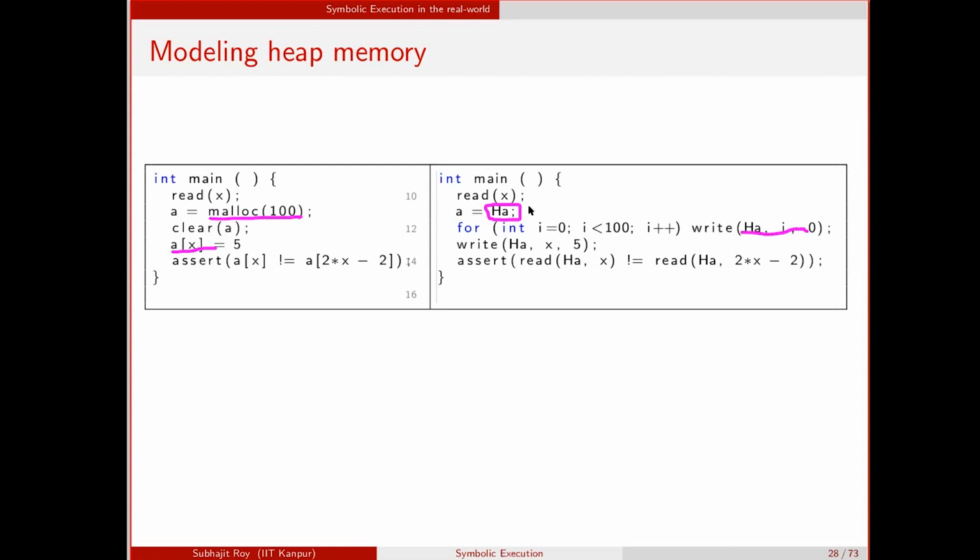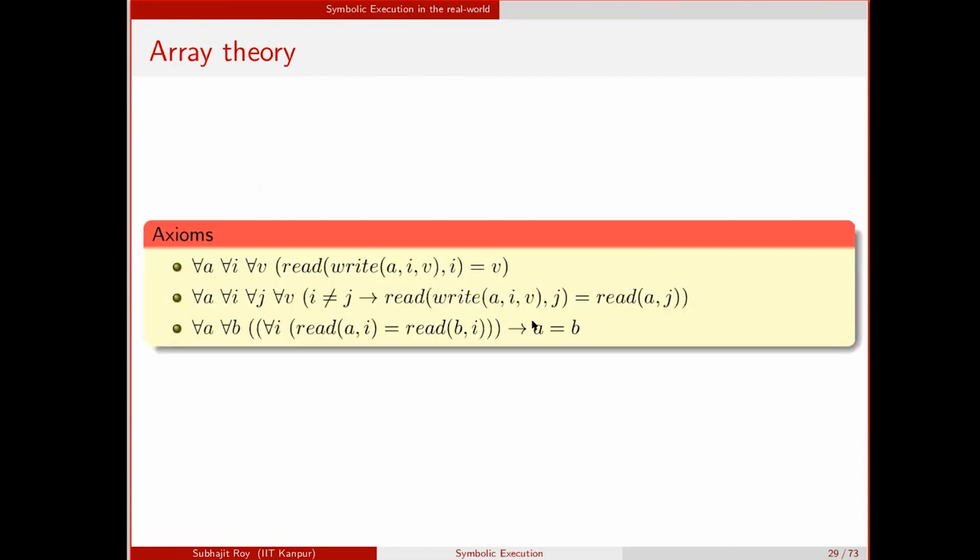The way to think about it is, you can model this heap, whatever malloc has returned, as a large array. There are decision procedures in SMT to model arrays, right? There is this array theory which is available, and there are some axioms in the array theory that you can use to model the heap. So you just model the heap as an array, and use the array theory to model the rest of the heap.